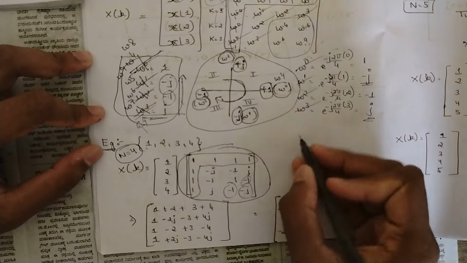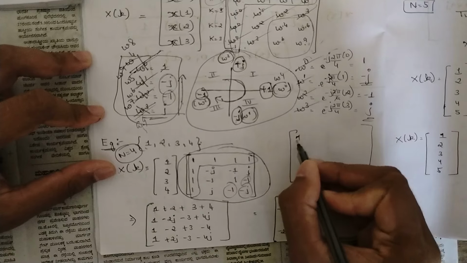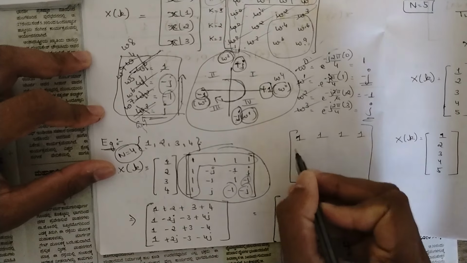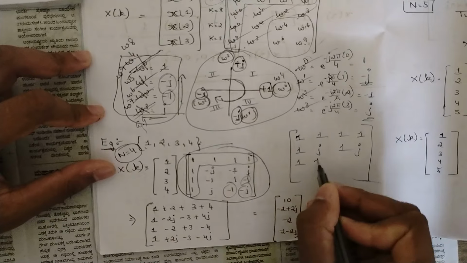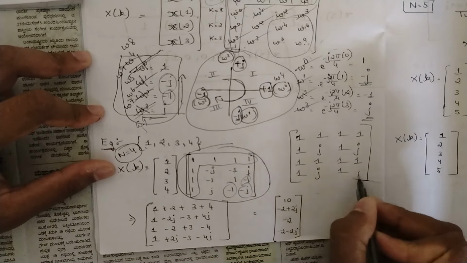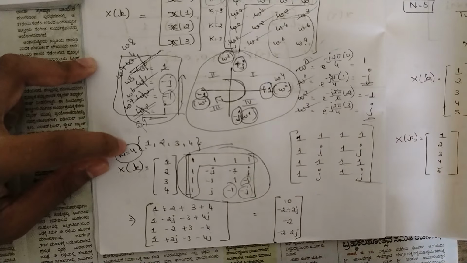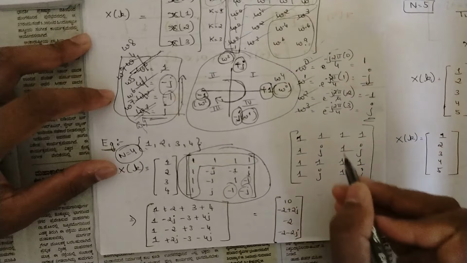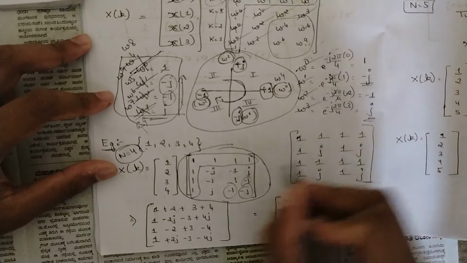In order to remember this matrix, what you should do is like this. You should remember that the first column consists of 1, 1, 1, 1, the second column consists of 1, j, 1, j, the third column consists of again 1, 1, 1, 1, the fourth column consists of 1, j, 1, j. I am telling you how to remember this matrix only in the case of 4 cross 4, where the length of the sequence is 4.